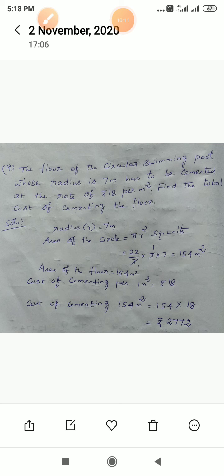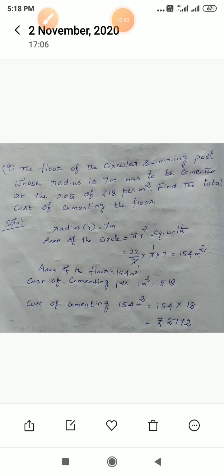First radius is given 7 meter. Then we have to write the formula for area of the circle, pi r square square units. Substitute pi by 22/7 into r square, 7 into 7. Now we divide 7 into 7, 7 by 7 by 7 table. We get 22 into 7 equal to 154 meter square. This is the area of the floor. Then cost of cementing per 1 meter square is equal to rupees 18. This amount is given.